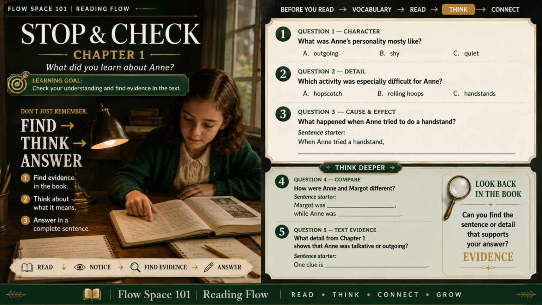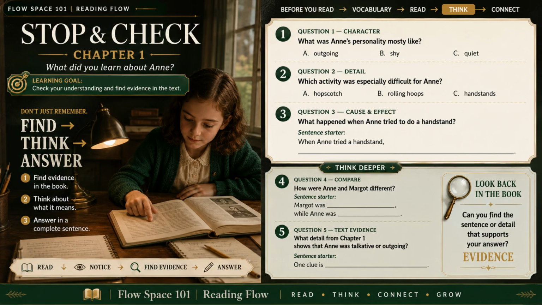Question 1. What was Anne's personality mostly like? Outgoing, shy, or quiet? Question 2. Which activity was especially difficult for Anne? Hopscotch, rolling hoops, or handstands? Question 3 asks you to go a little deeper. What happened when Anne tried to do a handstand? Try answering in a complete sentence.